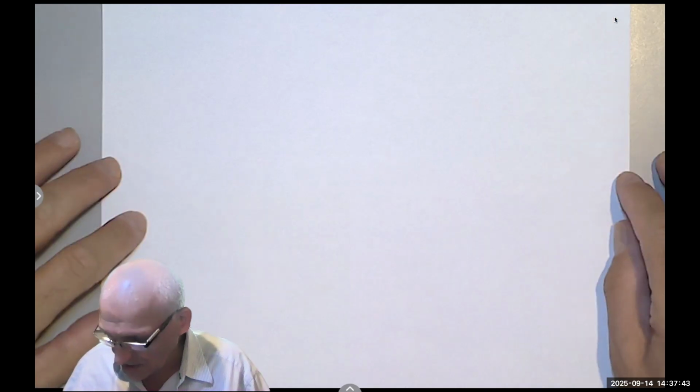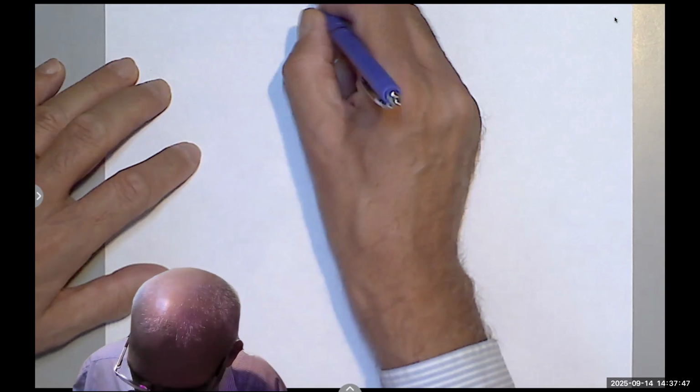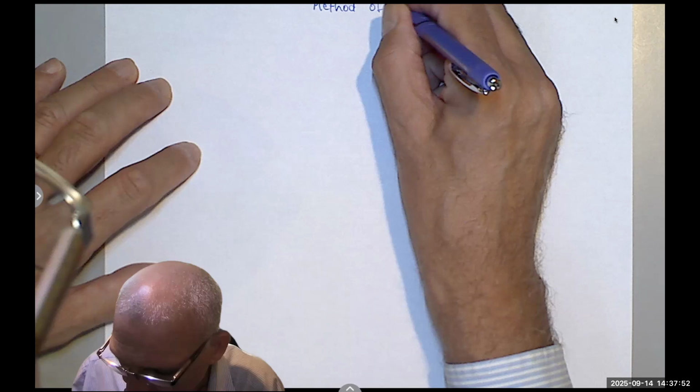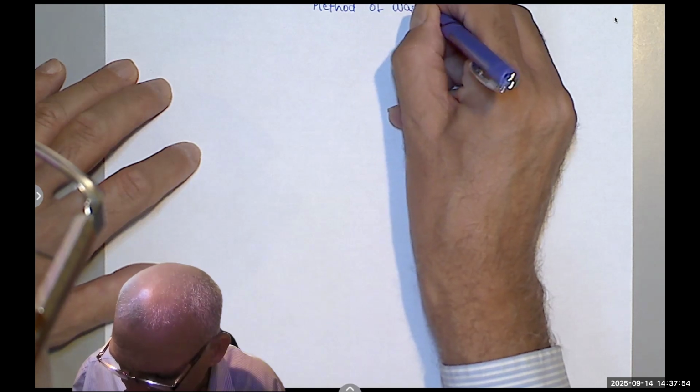Today, we are going to look at the use of the method of washers for finding volumes of solids of revolution. So, let me write down the name of the method of washers. We'll see why we call it that in a second.